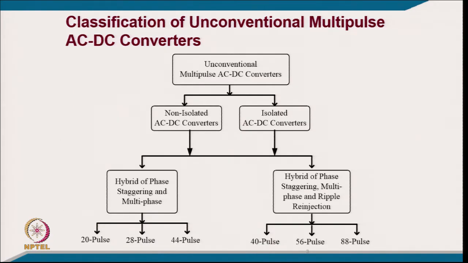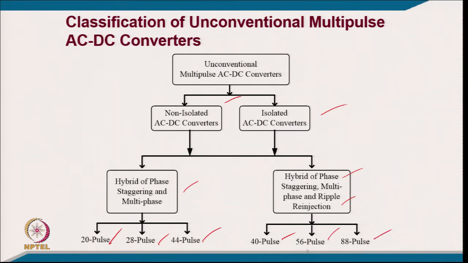So, coming to the classification, we can classify this unconventional multipulse converter into 2 categories. It can be non-isolated or it can be isolated converters, because in some applications you want isolation also, and moreover you want to change the voltage level of the grid voltage to the appropriate voltage which you want to apply. And typically the further classification of your non-isolated and isolated ones is a hybrid of phase staggering and multi-phase with the 20 pulse, 28 pulse and 44 pulse. And here, further, if you have a ripple injection also, you get 40 pulse, 56 pulse and 88 pulse.